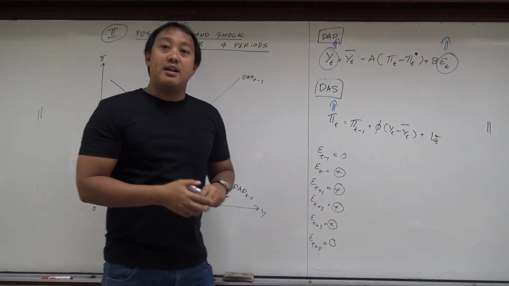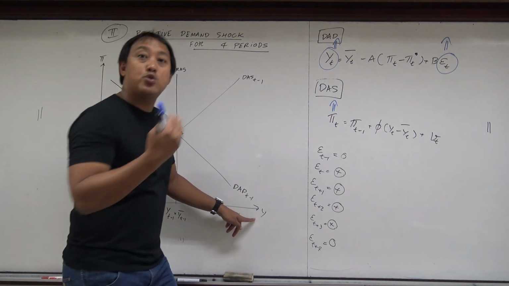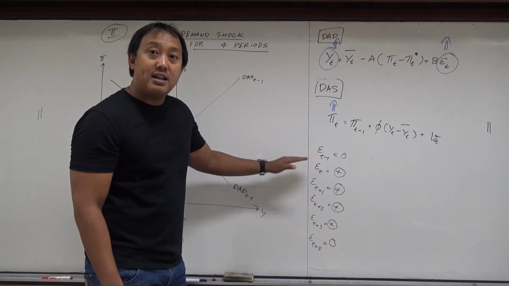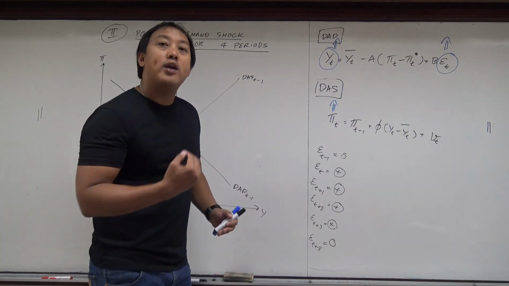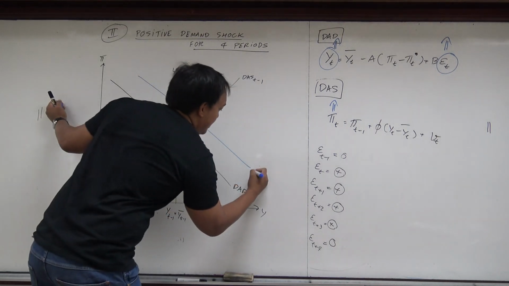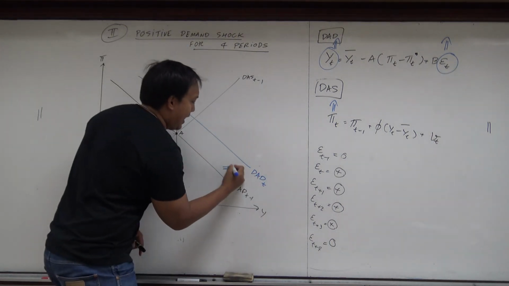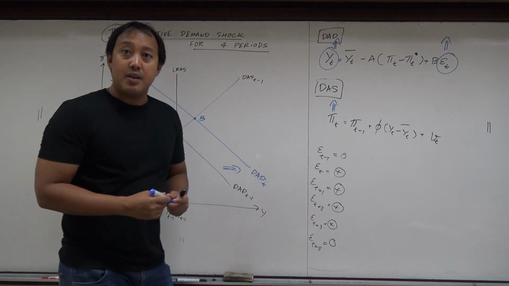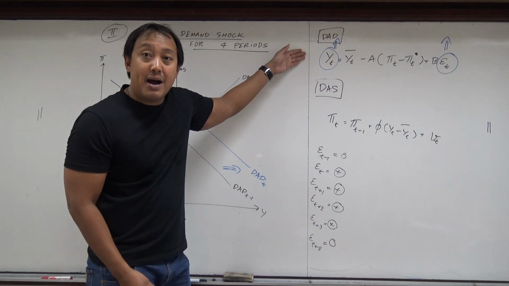Y t going up, Y t is a horizontal curve, so going up means going to the right. So at time t, time t plus 1, time t plus 2, time t plus 3, DAD is going to be on the right side. This is DAD at time t, moving to the right. The new equilibrium point is going to be here, point B. This is the demand shock.